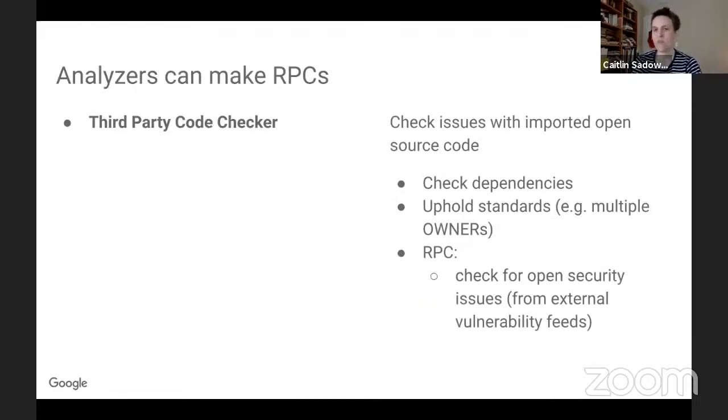I think that's one of the big benefits of a system like Tricorder: analyzers can make RPCs to a variety of places. So I'll mention just a few other examples. When we import open source projects, we import them into third party, and in third party, there's a code checker that checks issues with imported open source code, including that they uphold standards, like you have to have multiple owners for an open source project if you want to use it. It also makes an RPC to a service that looks at external vulnerability feeds and tells you if there are any open security issues for the project.